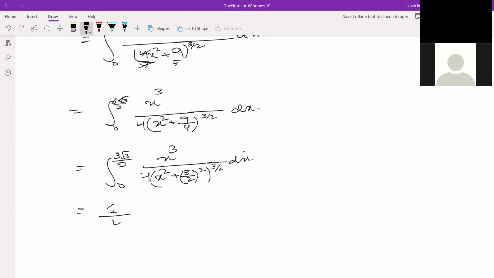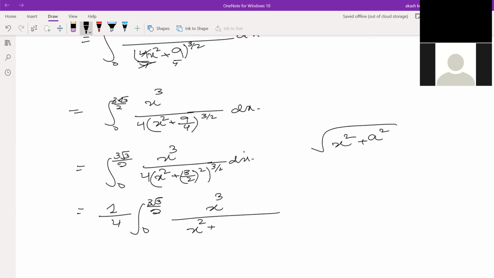So it becomes taking the constant out and integrating from 0 to square root 3 by 2, x cubed. We factor or take something common to have x alone, without any number with it. Yes, because we want to form this form, x square plus a square, so we can apply the trigonometric integration. So it becomes x squared plus 3 by 2.